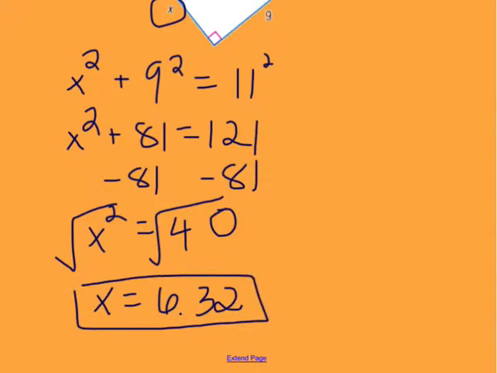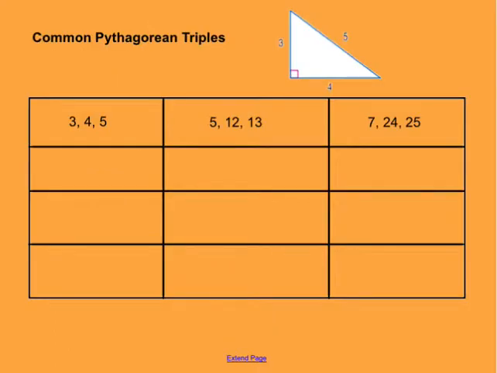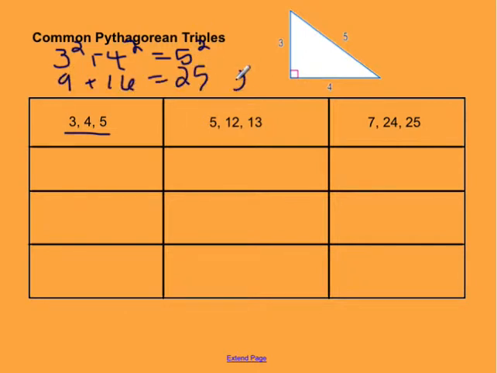Now let's talk about the Pythagorean triples. What is a Pythagorean triple? Well, a Pythagorean triple is 3 numbers that will always make a right triangle. So if we have 3, 4, 5, let's just check that. We have 3 squared plus 4 squared. Is that equal to 5 squared? Well, we have 9 plus 16 is equal to 25, which ends up giving us 25 is equal to 25. So that works for each one of these.